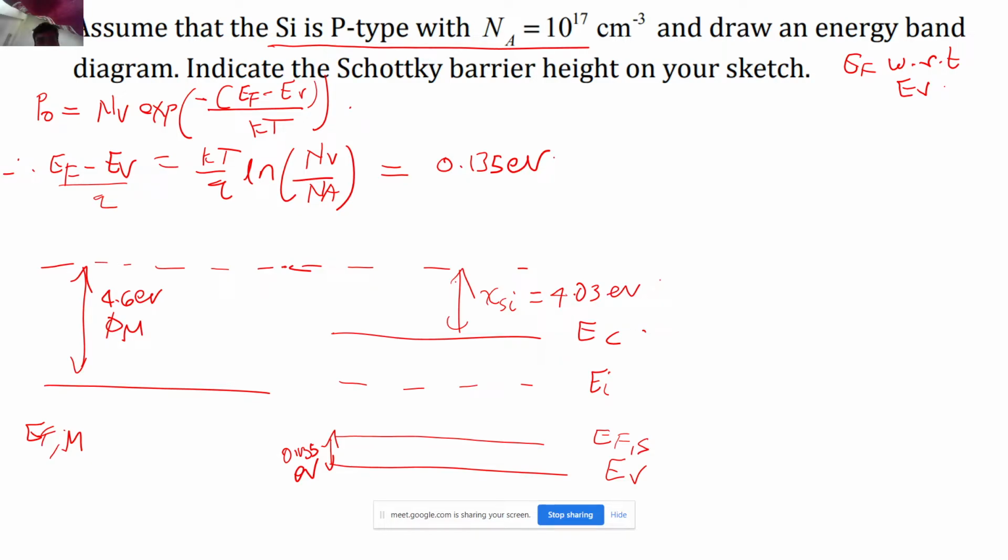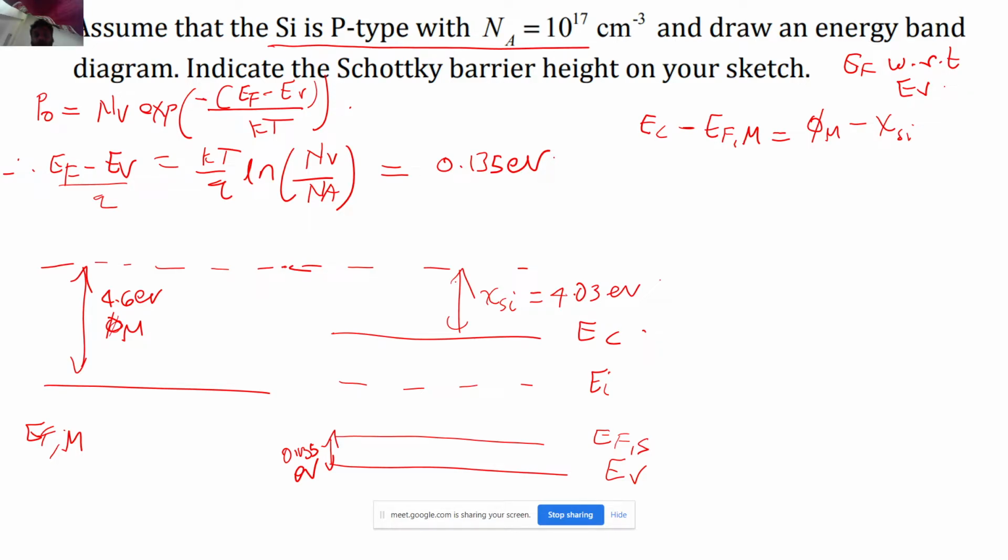So we know that EC minus EFM, what is the value of this thing? It is nothing but this phi m that you are seeing over here minus this chi over here, right? This is what you can say is your Schottky barrier that is present. So we can easily write it as phi m minus chi of Si that is present, right?